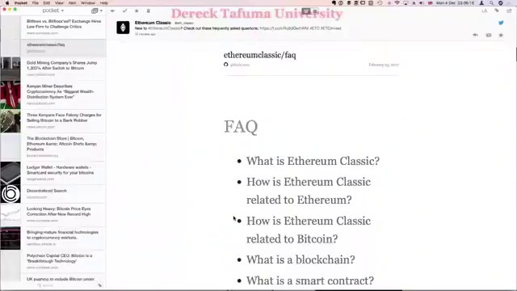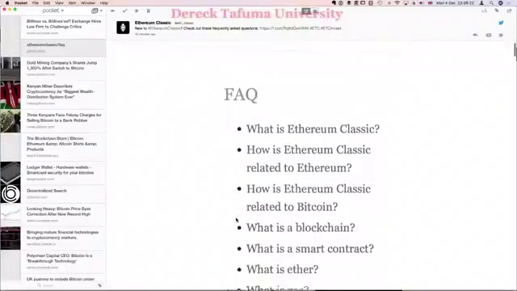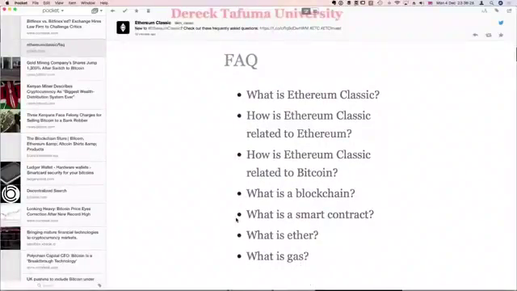So I'm just going to look at the frequently asked questions. The first one is, what is Ethereum Classic? How is Ethereum Classic related to Ethereum? There's a difference between Ethereum Classic and Ethereum, just like there's a difference between Bitcoin and Bitcoin Cash, and there's Bitcoin Core. So what is a blockchain? What is a smart contract? Blockchain is a big one. And Ethereum is basically based on smart contracts. So every time I say Ethereum, I mean Ethereum, not Ethereum Classic.